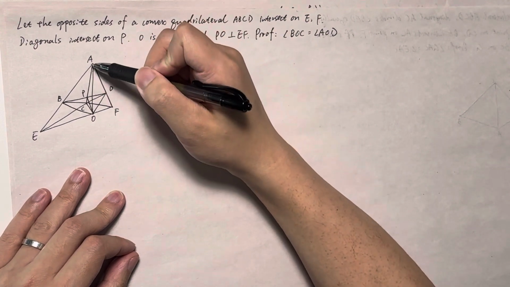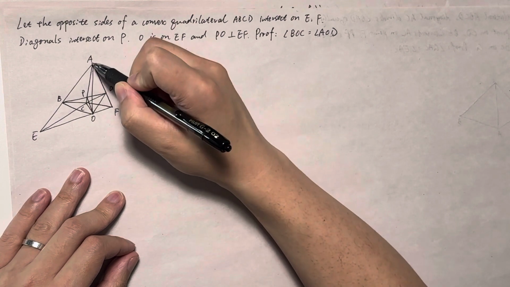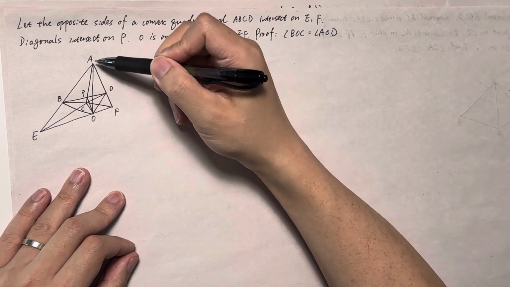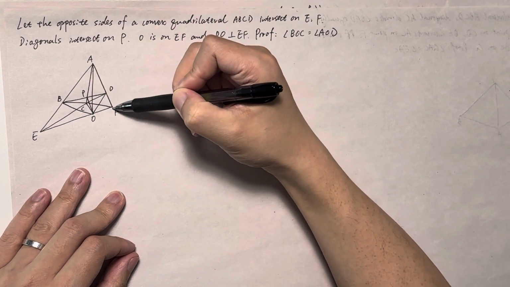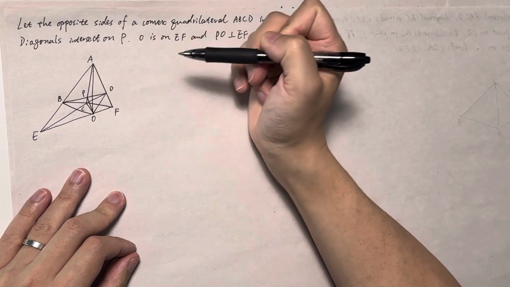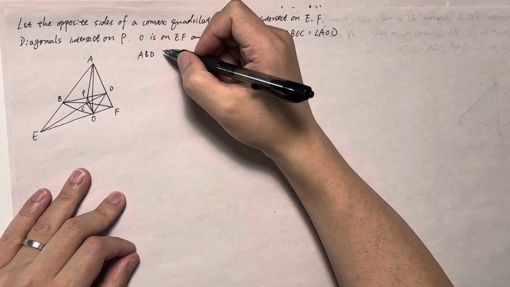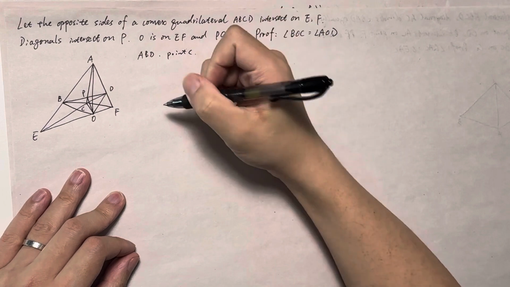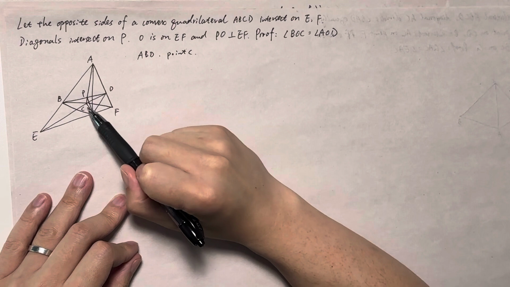So if we just look at the triangle ABD, okay, ABD, we know that AP, BF, and DE are concurrent at point C, right? So we have triangle ABD and point C. And also we have BCD.